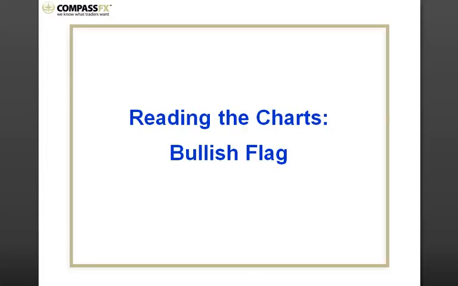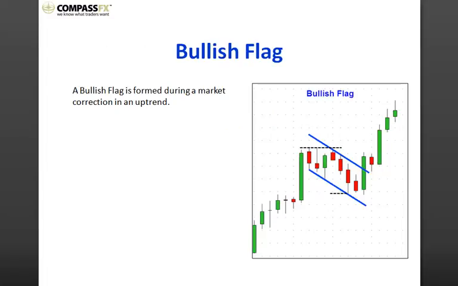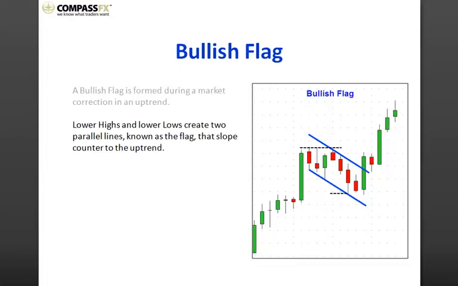Let's take a look. A bullish flag is formed during a market correction in an uptrend. Oftentimes retail traders will see this as a potential reversal, but it's not. We look for some specific setups that will let us know that the market's going to continue instead of being a reversal. Lower highs and lower lows create two parallel lines known as the flag that slope counter to the uptrend.